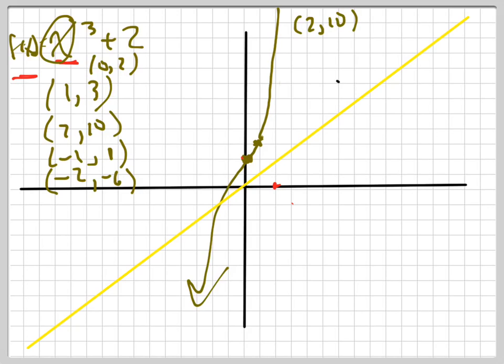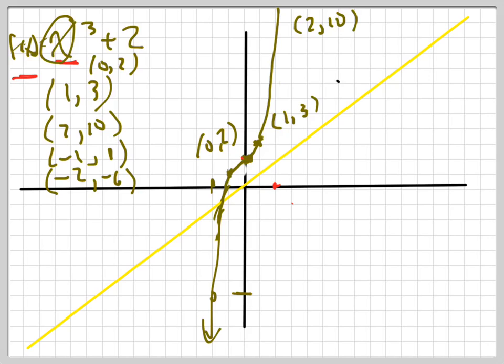Right here you're going to have (-1, 1). So that point, (-1, 1), is on my graph like that. And then this is more steep down here. (-2, -6) is somewhere down there on my graph. Okay? So here are my points: (2, 10), (1, 3) is there, (0, 2) is there, (-1, 1) is right there, and (-2, -6).